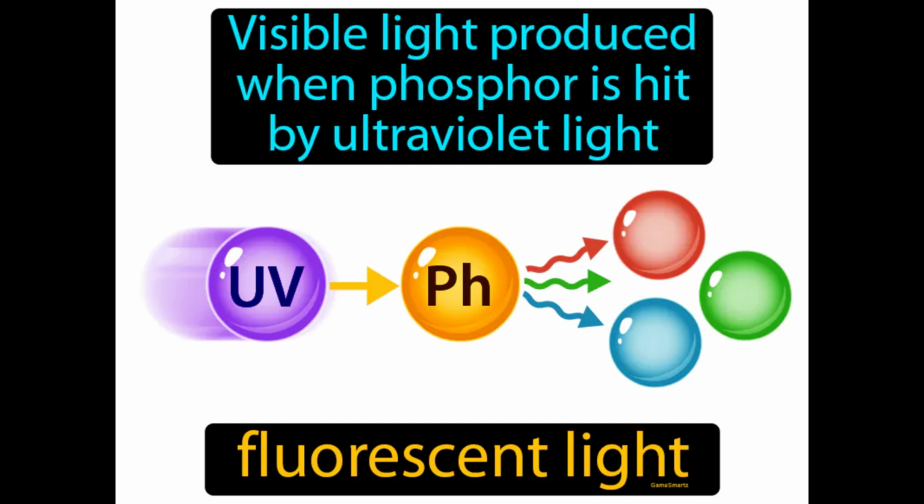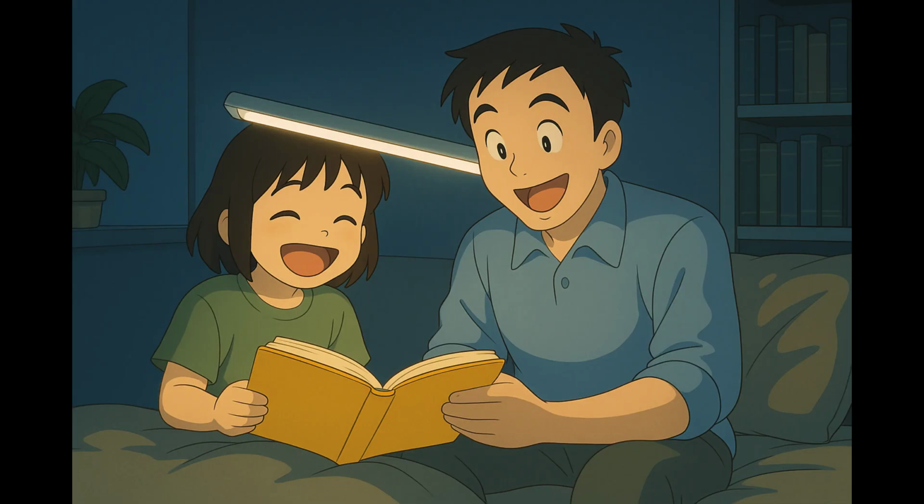Visible light produced when phosphor is hit by ultraviolet light. Fluorescent light. Fluorescent light is created by using ultraviolet light to excite a coating inside a bulb, which then emits visible light. Imagine trying to read a book in the dark without a flashlight. You can't see the words until you shine a light on the page.